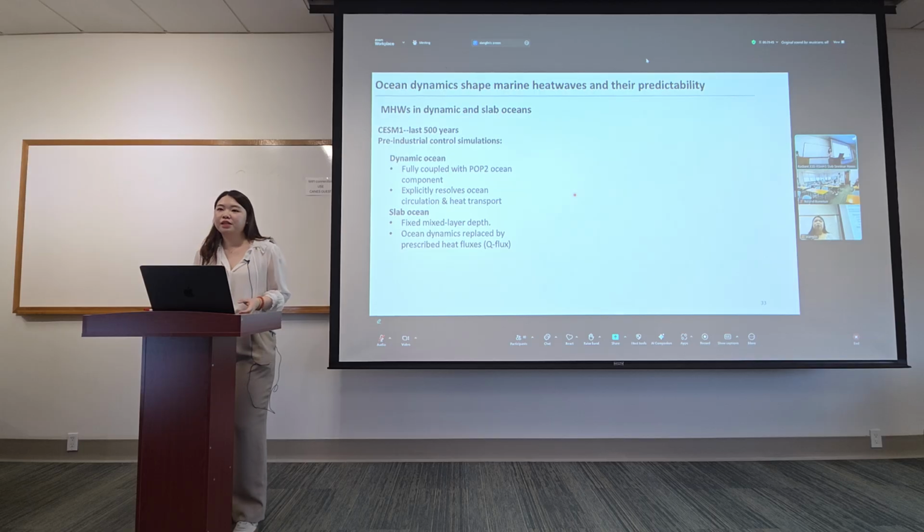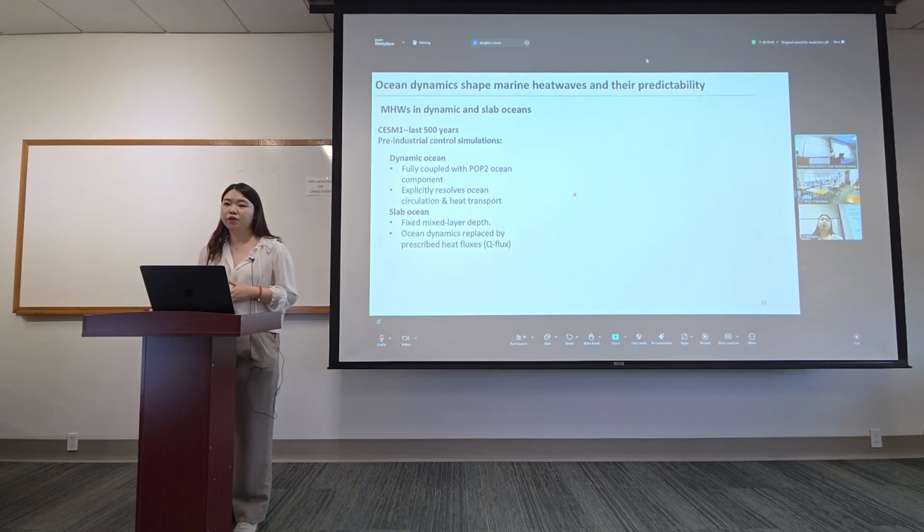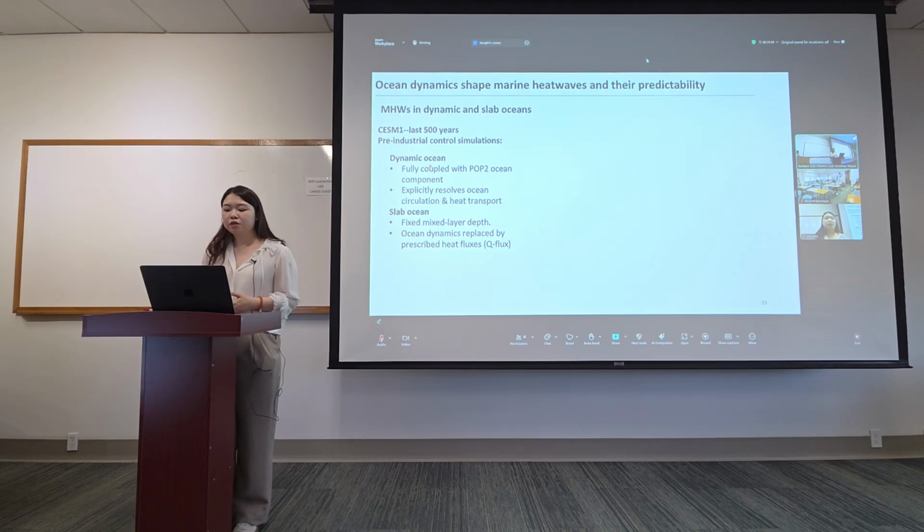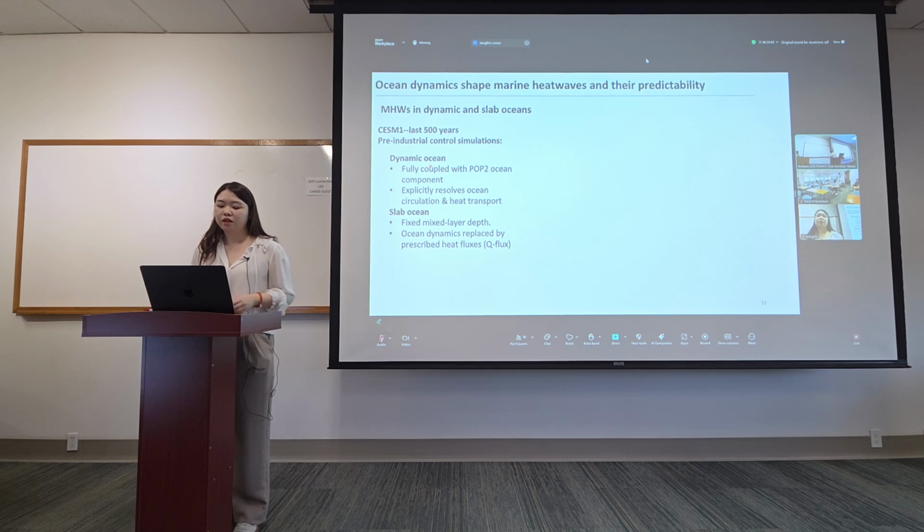So to test the ocean dynamics role in global marine heat waves, we use the CESM1 pre-industrial control simulations over the last 500 years, and we also use the daily SST output. Here I have 2 different model setups. The first is the dynamic ocean, which includes all of the ocean circulation and heat transport, like currents, advection, and mixing. All of them are represented in the model.